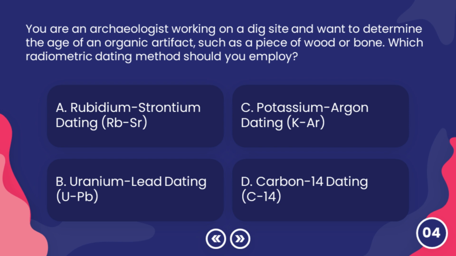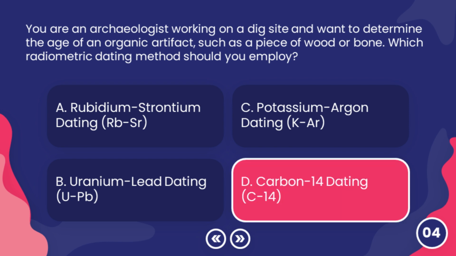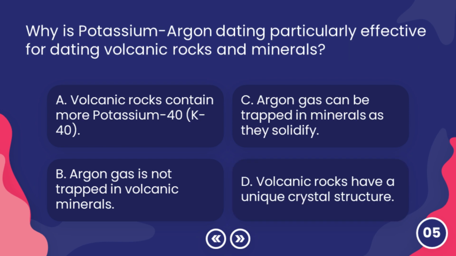Good job! The correct answer is letter D. Carbon-14 dating. Question number 5. Why is potassium-argon dating particularly effective for dating volcanic rocks and minerals? A. Volcanic rocks contain more potassium-40. B. Argon gas is not trapped in volcanic minerals. C. Argon gas can be trapped in minerals as they solidify. Or letter D. Volcanic rocks have a unique crystal structure.